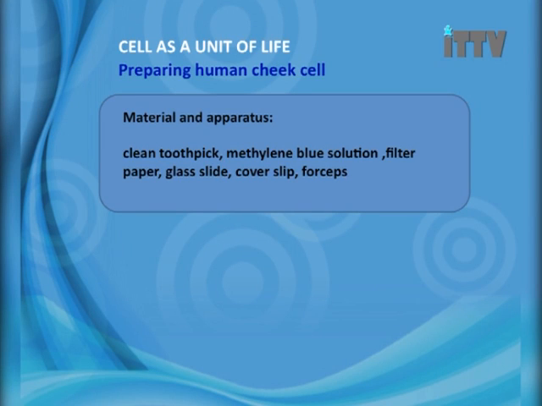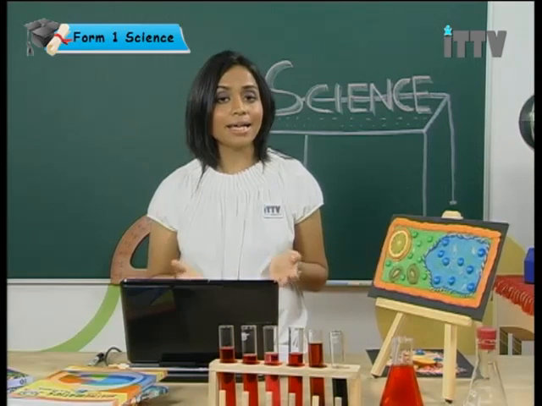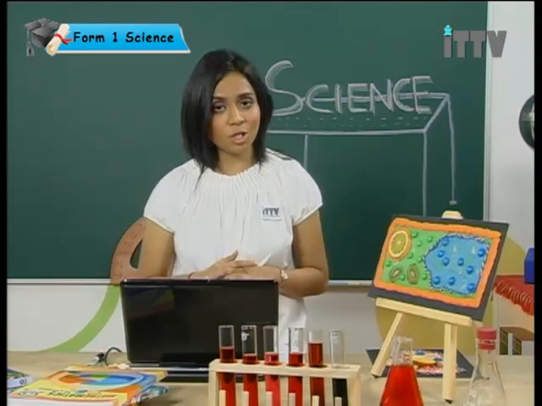Preparing human cheek cells. What are the materials and apparatus needed for this experiment? Clean toothpick, methylene blue solution, filter paper, glass slide, cover slip, and forceps. Now, what is the function of the methylene blue solution? This is the solution used to highlight the parts of the human cheek cell.